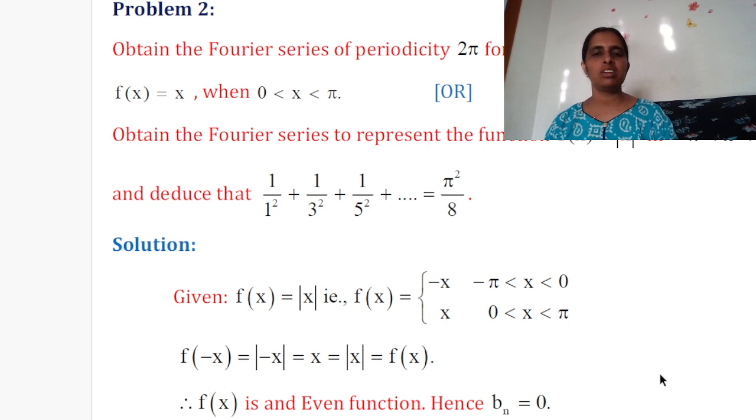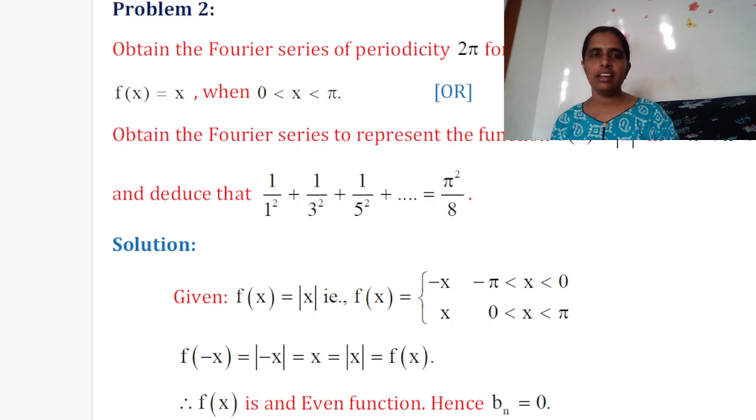Given function f of x equal to modulus of x, defined in the interval minus pi to pi: modulus of x equals minus x in the interval minus pi to 0, and modulus of x equals x in the interval 0 to pi. Here the interval is minus pi to pi. Check whether the function is even or odd. Since f of minus x equals modulus of minus x, that is equal to x, that is f of x, therefore f of x is an even function, therefore bn is 0. Therefore the Fourier series is f of x equal to a naught by 2 plus summation n equal to 1 to infinity a n cos nx.